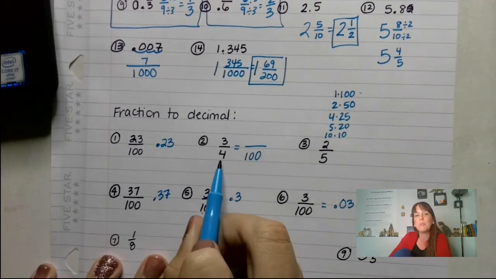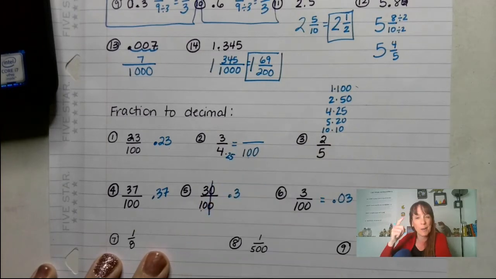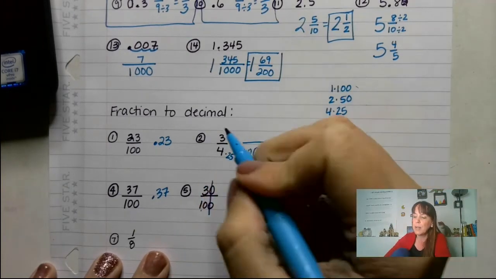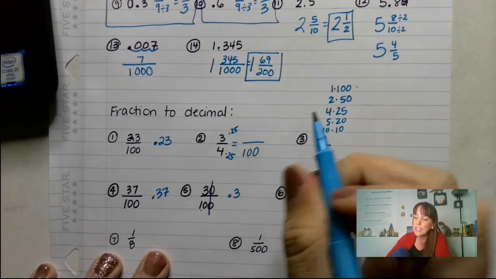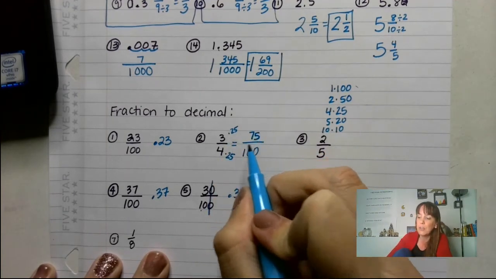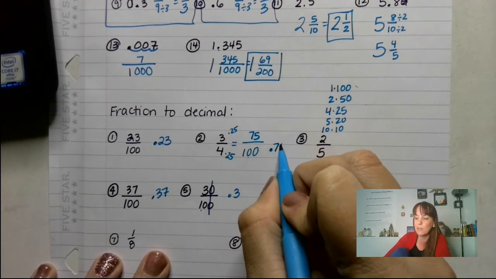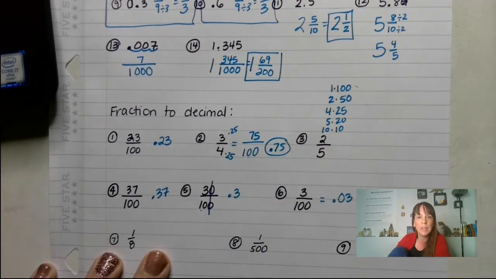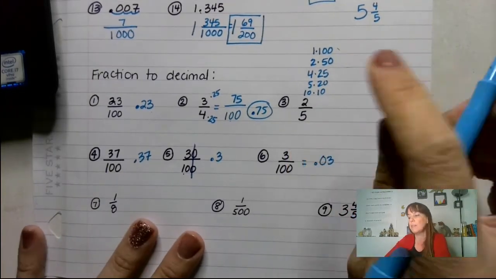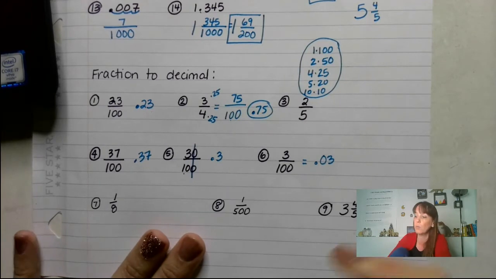What do I need to multiply 4 by to get 100? I would say 25. Again, think back to those quarters. If I do it on the bottom, let's do it on the top. And so 3/4 is 3 times 25 is 75. 3/4 is 75/100, which means 0.75. Bam.